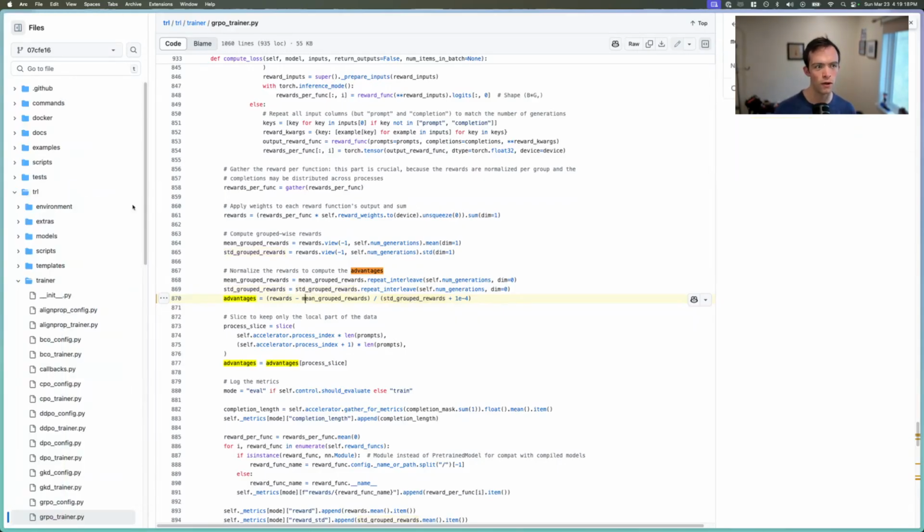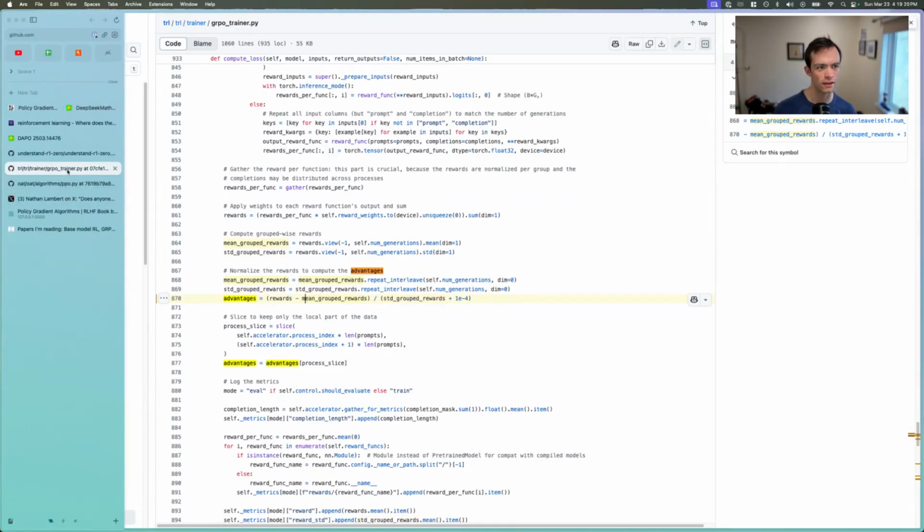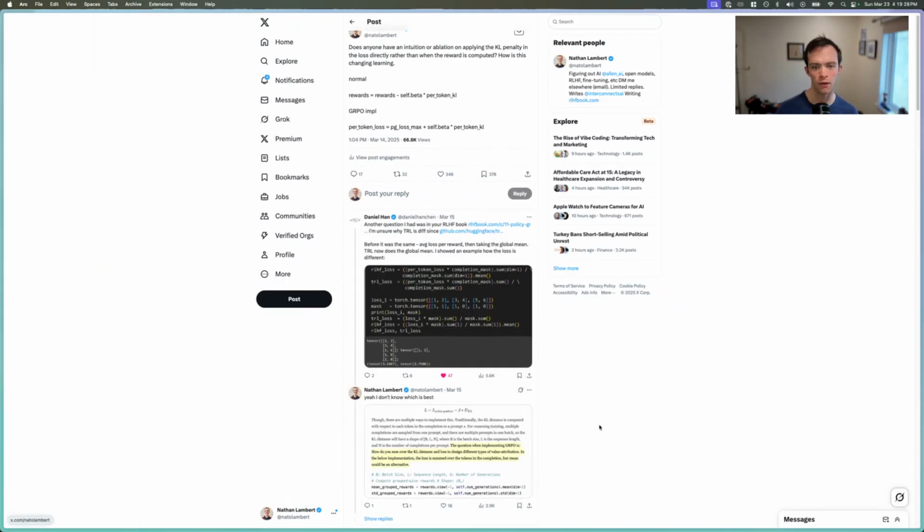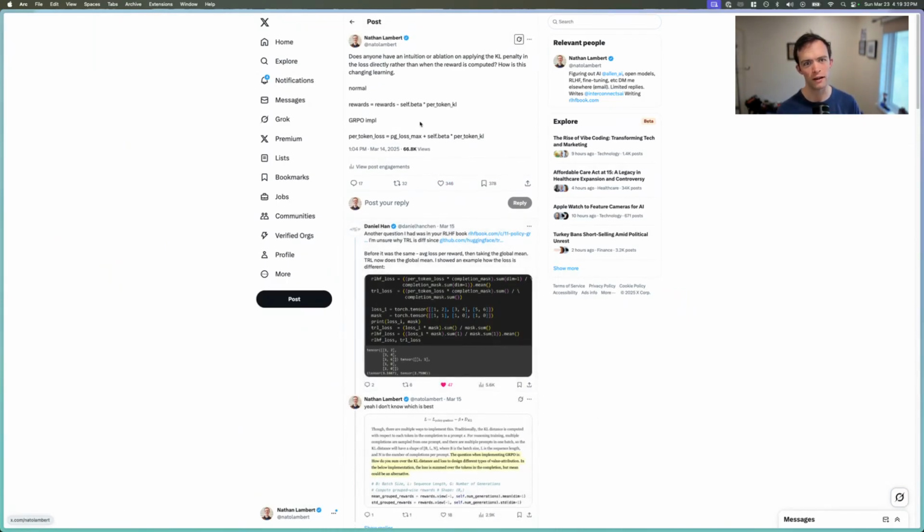Some of the interesting things that came up, for one, was this idea of how we should actually apply the loss in a GRPO setting. I posted this tweet asking what it does to change from the RLHF setting, where you have a penalty applied to the reward, versus the GRPO implementation, which applies it to the loss directly.